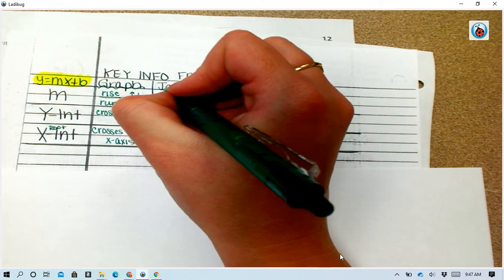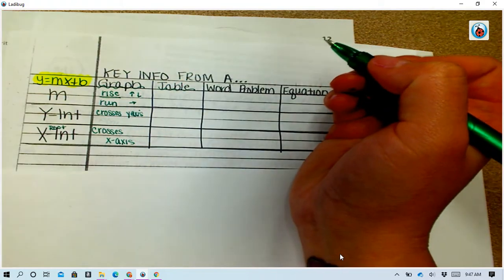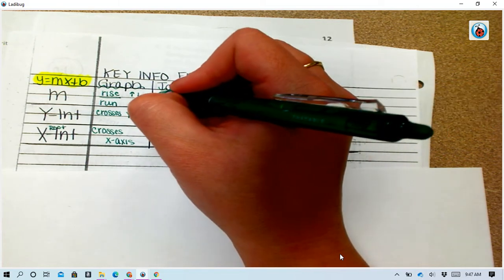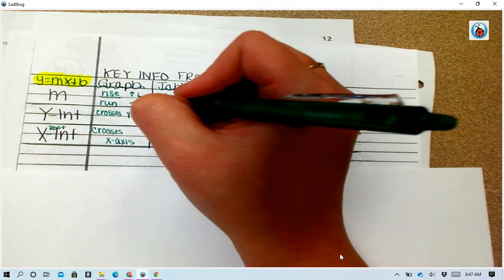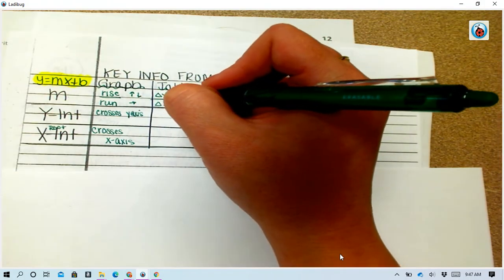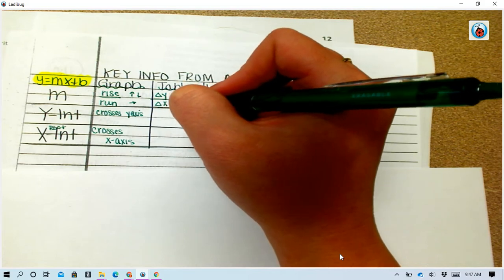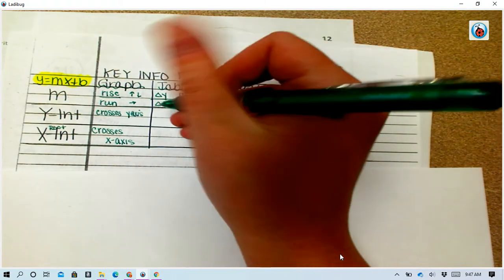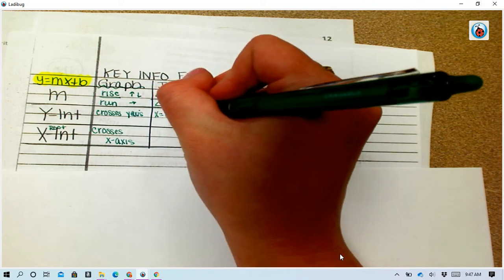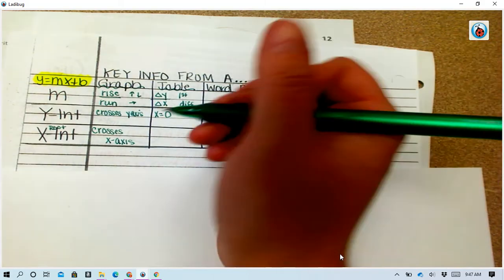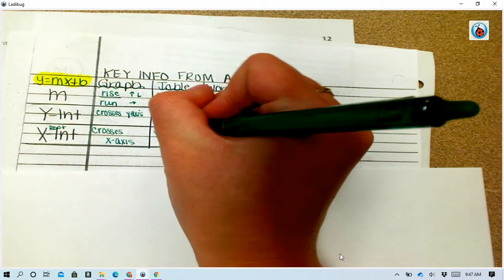Table is new. In order to find a linear function from a table, it's like we did on that table we created. You're going to find the change in y over the change in x. And if it is a constant first difference, then it is a linear function. How do you find a y-intercept in a table? You're looking for when x equals 0. How do you find an x-intercept? You're looking where y equals 0.